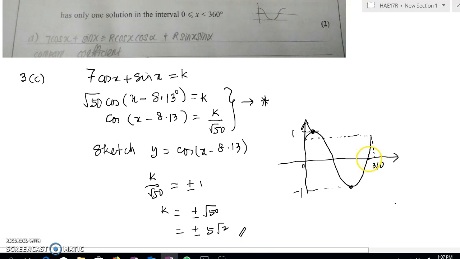So for one solution, you want to equate this to this value. This value can only happen here, at the y value here. It can only happen at the highest point here, or at the highest point here. That means k over root 50 can only take this value or this value. So this is how we obtain the answer.